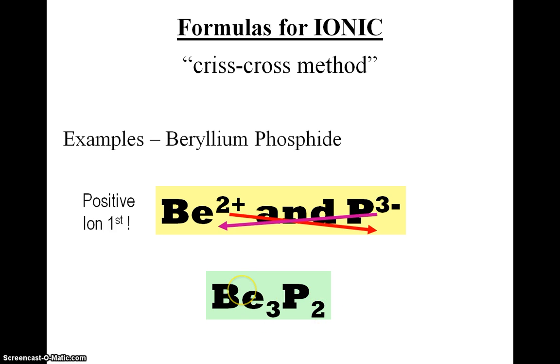Now, remember, it's supposed to be electrically neutral. So if you have 3 plus 2s, that's a total of +6. If you have 2 minus 3, that's a -6, so +6, -6, for a net charge of 0. So that is the crisscross method, and then we call that beryllium phosphide.